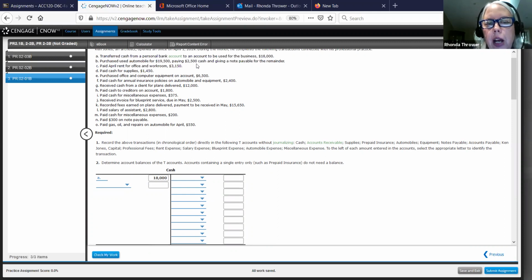Anytime you pay your cash out, your cash is decreasing. So I'm going to go to my cash account. I'm going to make my cash, which is an asset, go down. Assets go down on the credit side. So this is coming from the B transaction. I'm going to make my cash go down on the right side, which is the credit side, for $2,500.